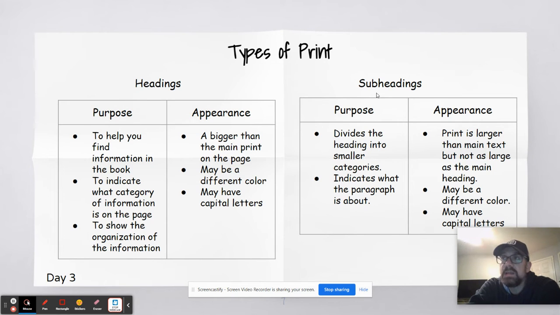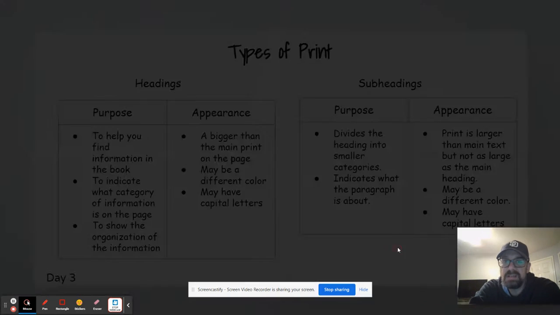A subheading is larger than the normal print, but smaller than the heading. It takes those subtopics under the heading and breaks them down into smaller pieces, so you can look at the paragraphs that follow and know what they're going to be about. They divide the heading into smaller categories and indicate what the paragraph is about. The print is larger for subheadings, but not as large as the heading. It may be a different color and it should be capitalized as well. Again, I think this is review. You know this kind of stuff.